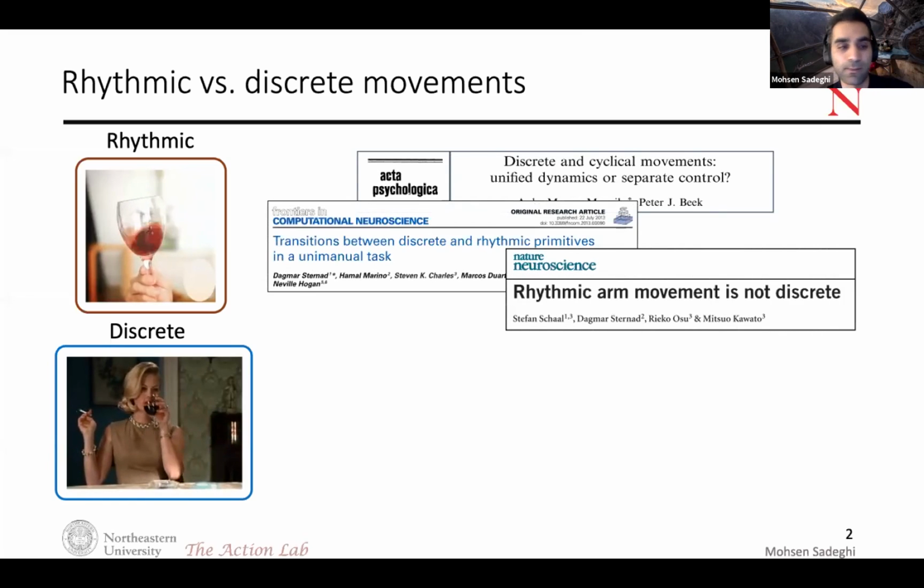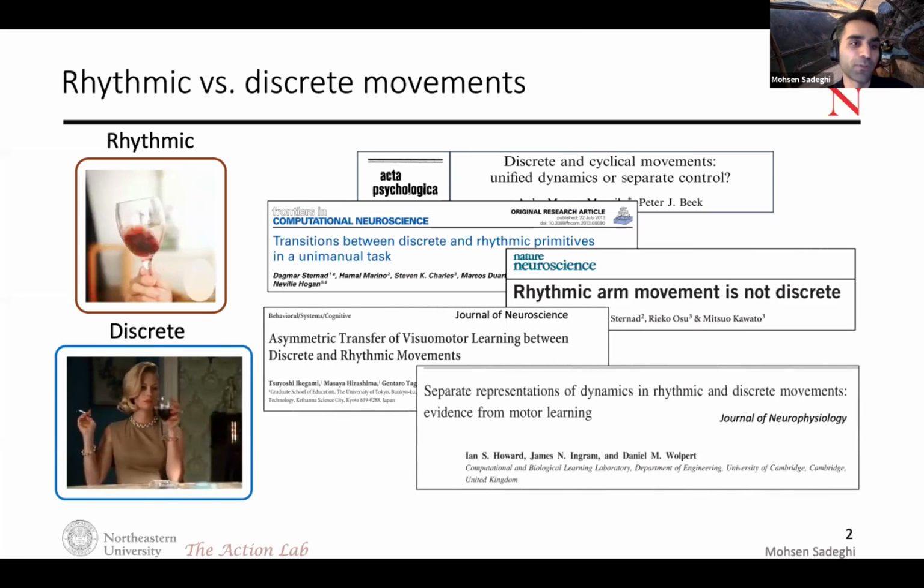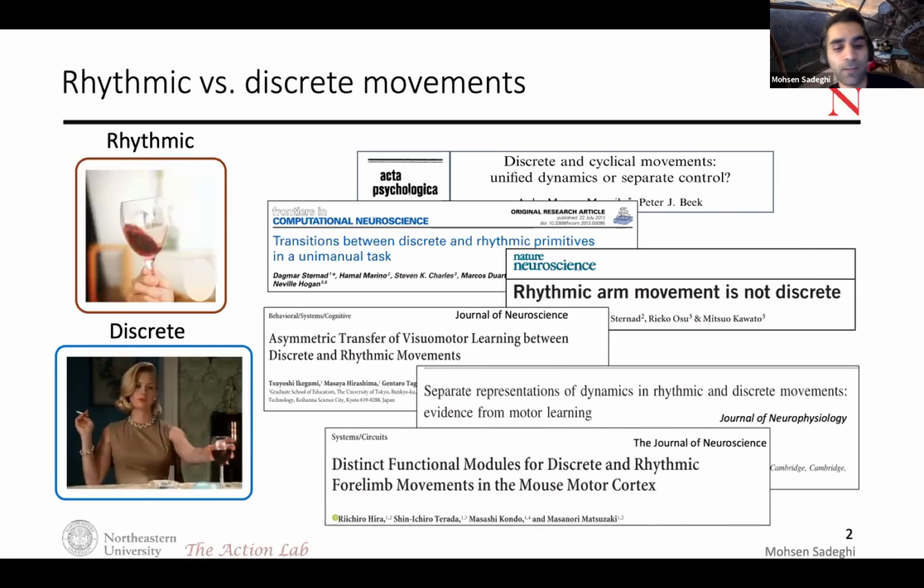fMRI studies in humans have shown that different but overlapping regions of the brain are activated when performing rhythmic versus discrete movement. And when learning, people have shown that the transfer of learning from rhythmic to discrete and vice versa is not a symmetric transfer. And lately, people have found that even distinct functional modules in the motor cortex of mice are responsible for rhythmic and discrete movement. So it seems that there are separate mechanisms underlying these two types of movements, but perhaps these mechanisms are interacting.